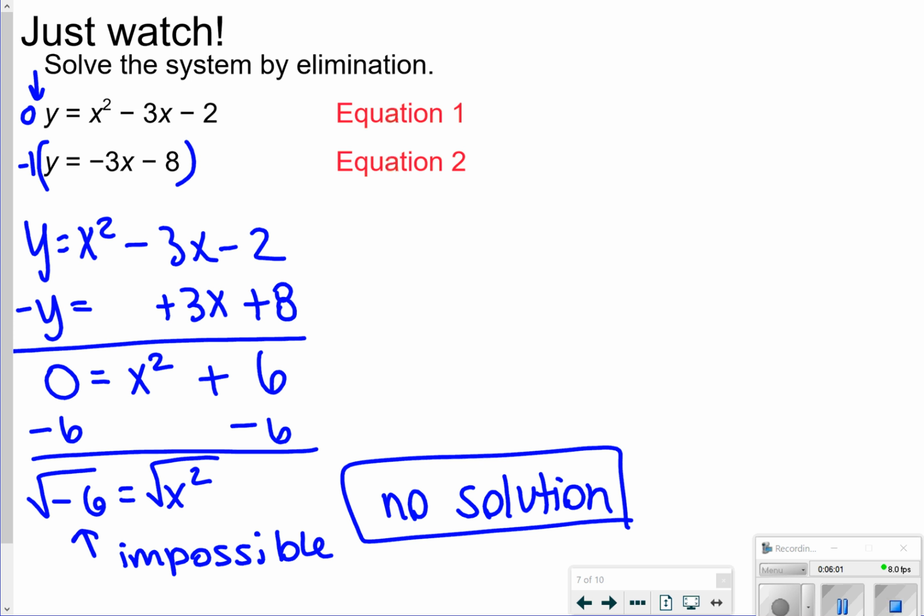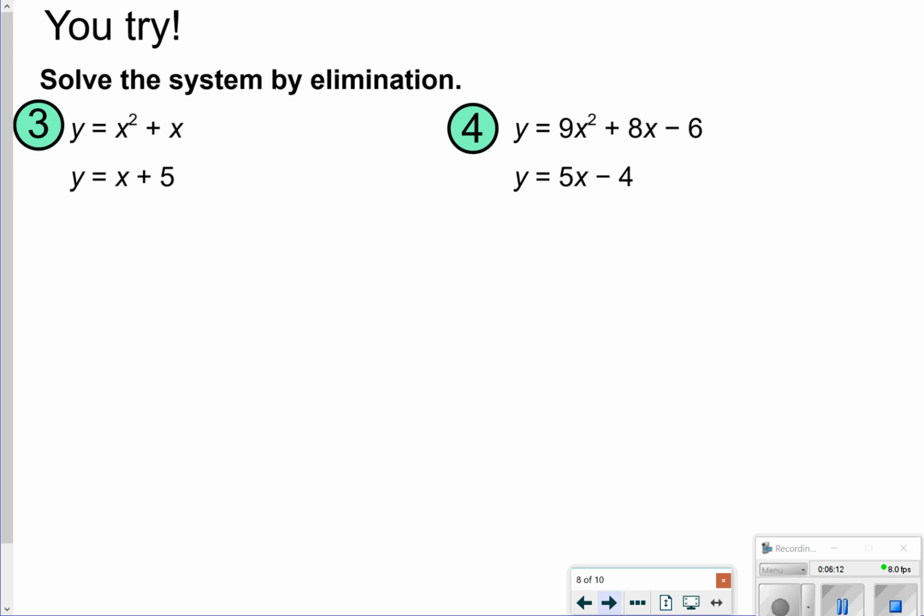Okay, so the same way, again, you're going to try to get y's to cancel out, so you might want to multiply by -1s, simplify, plug in, and solve for y's. So here we go. This is 3 and 4. Let's go ahead and pause here, try to do this by elimination. Once you're done, click play to check your work.